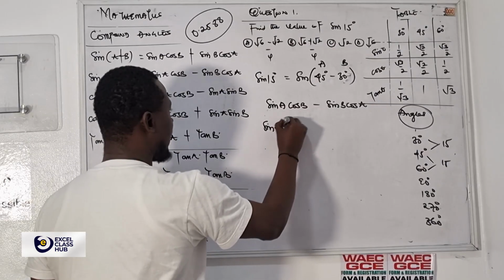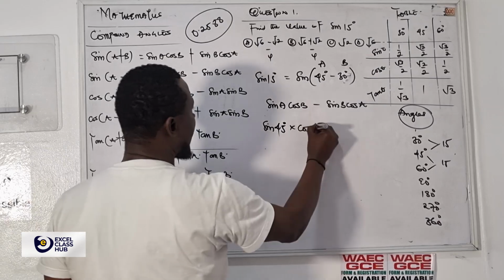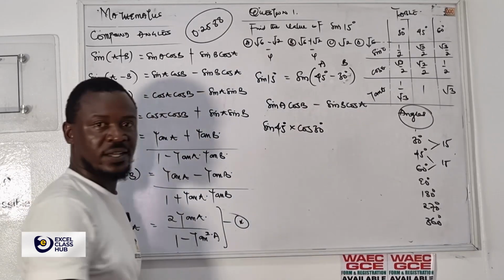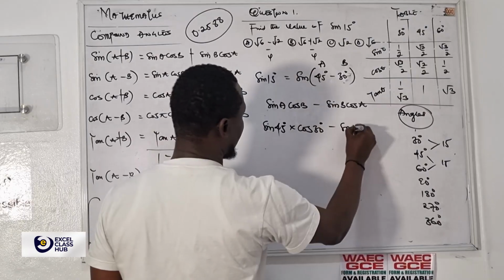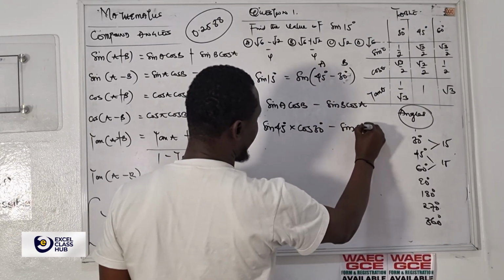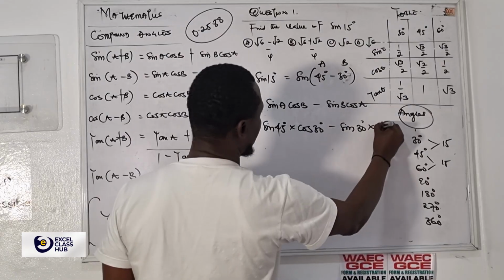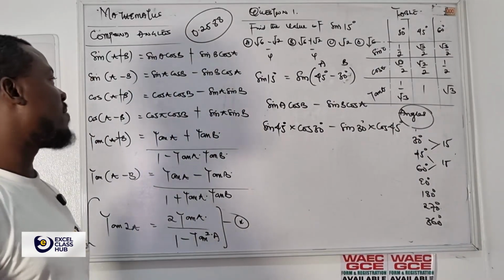This one will be sine 45 degree. You now have times. This one should be what? Cos. What's my B there? Cos 30 degree. You now have minus. The next one there will be sine. You can see that B is still 30 degree, times this one will be cos 45 degree. You can see the way I substitute my value there now.